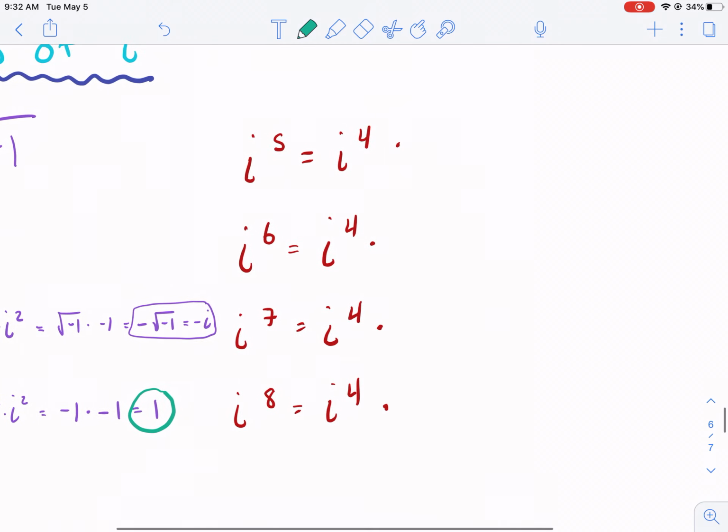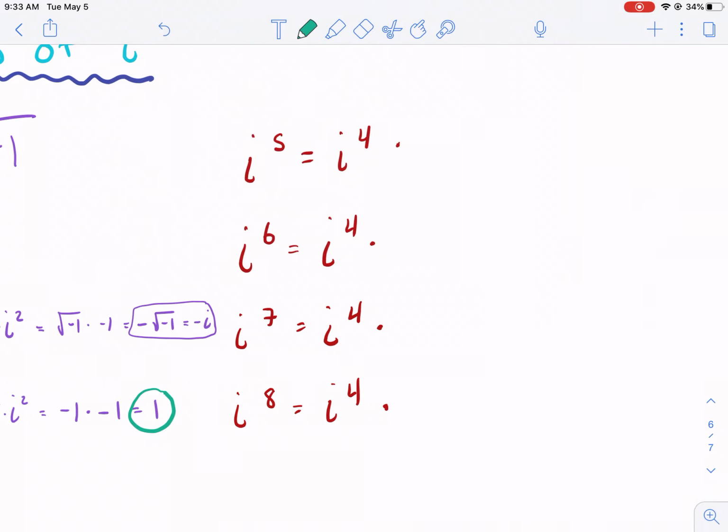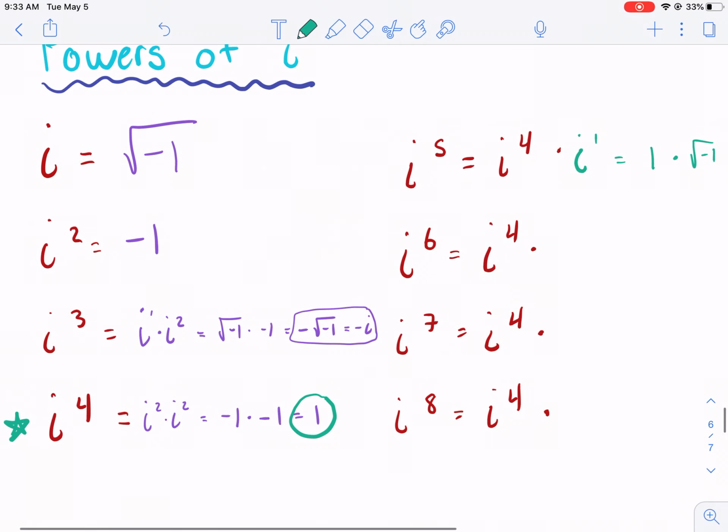So as we move to the i to the fifth power, what does that equal to? Well, we could break it down into components of i to the fourth times i to the first. Add the exponents, 4 plus 1 equals 5. But what does that mean? Well, we know i to the fourth is +1, and we multiply it by square root of -1, so we just get square root of -1, or i. So i to the fifth is equivalent to i.